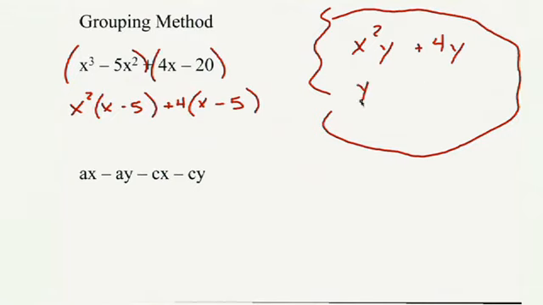This is just a sidebar, okay? We take the y out, and what is left? Well, there's an x squared left in the first term. That's right. And there's a plus 4 left in the second term, so that would be y times x squared plus 4. And now we're going to try to do exactly the same thing with our original problem.